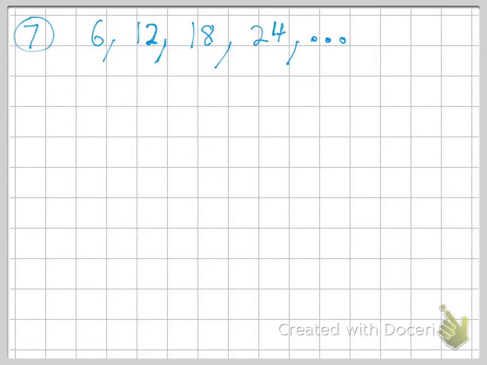Here, they're giving number 7. They're giving me a list. So we're playing the game backwards now. They're giving me the results. They're saying, hey, there's some formula. And we plugged in 1 and we got 6. And we plugged in 2 and we got 12. And we plugged in 3 and we got 18. And we plugged in 4 and we got 24.